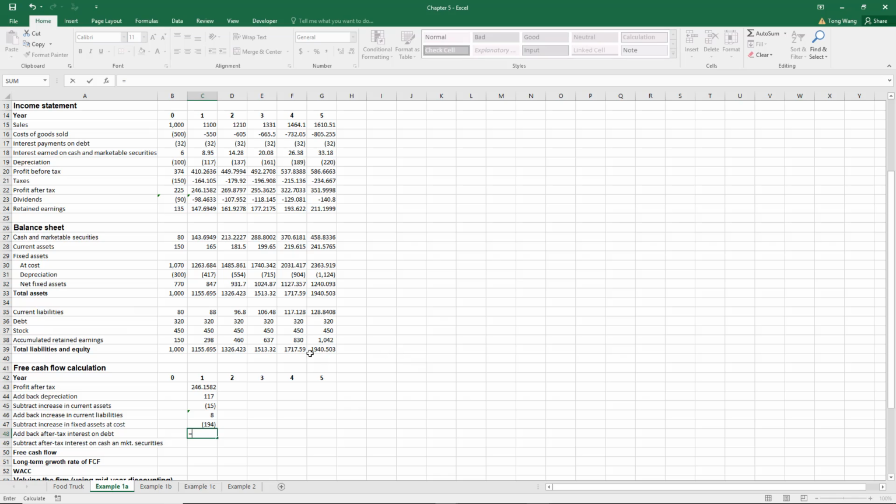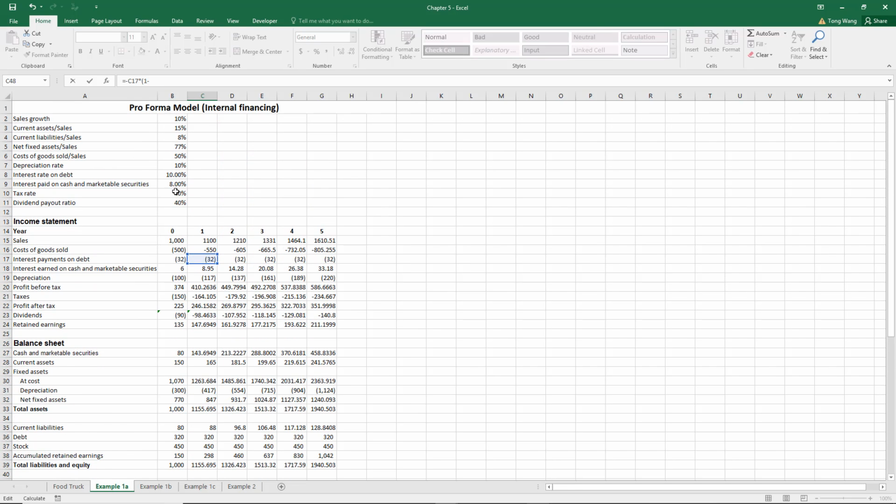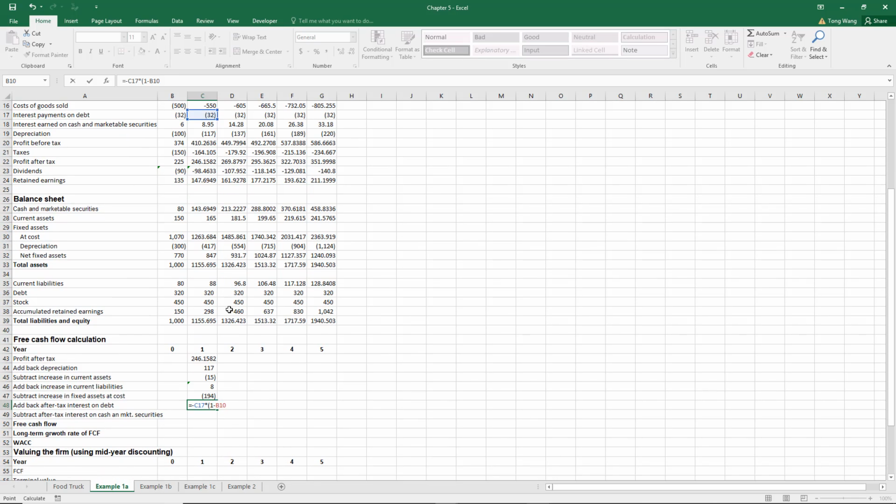Interest on debt would be this number here. Again, we won't add it back, and this is a cost, so I'm going to turn that into a positive number. And also we're going to do this on an after-tax basis, so we're going to do 1 minus tax rate. Fix that. And subtract after-tax interest on cash, equal to negative.